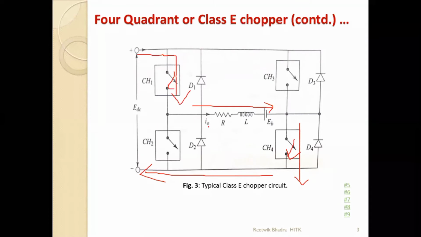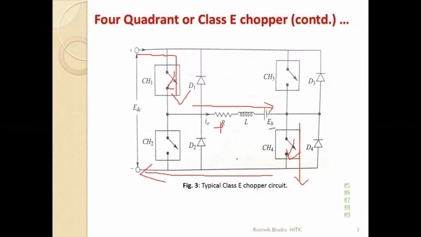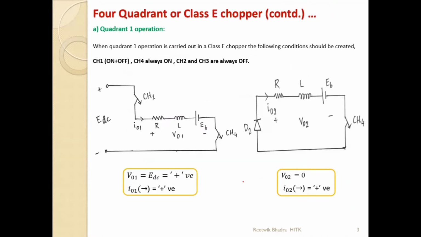So if my current enters the load, this terminal will be plus and this terminal will be minus. If this is the polarity of V0 or E0, whatever you take, then only my output voltage will be positive. So we'll go to our main figure now.